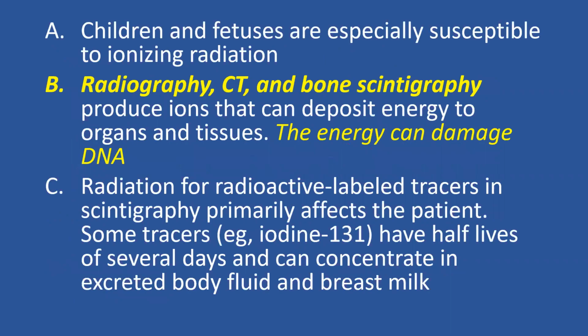Radiation safety. Children and fetuses are especially susceptible to ionizing radiation. Radiography, CT, and bone scintigraphy produce ions that can deposit energy to organs and tissues. The energy can damage the DNA. Radiation from radioactive labeled tracers in scintigraphy primarily affects the patient. Some tracers, namely iodine-131, have half-lives of several days and can concentrate in excreted body fluid and breast milk.